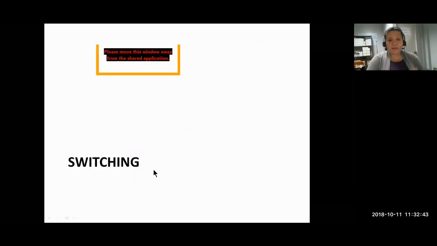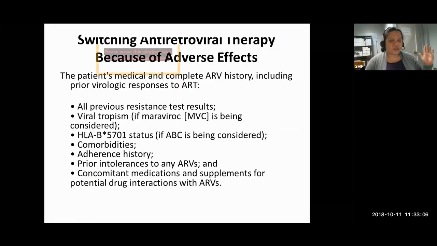Now, we talked about the problems. Let's now talk about the solutions. So if we do have a patient with those conditions and we deem it needed na mag-switch tayo to another drug, we should think of the following. All previous resistance test results. Viral tropism, if you're going to use Maraviroc.